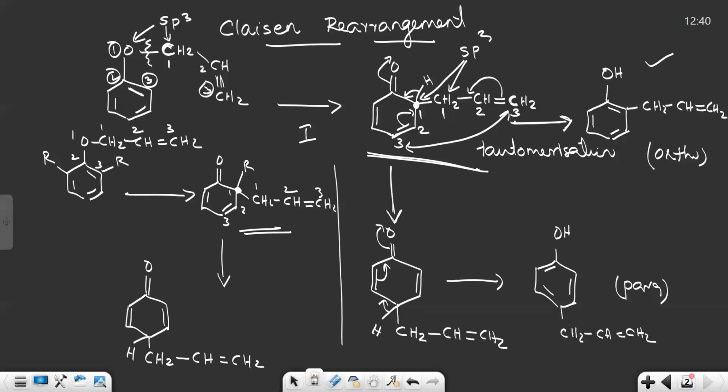After this, tautomerization takes place, and you will get the resulting compound as OH here, and then the allyl group here, CH2, CH double bond CH2. So you will get the para product as the major product when you block both the ortho positions of the benzene ring of the aryl allyl ether. Then Claisen rearrangement will result in a para product. Otherwise, the major product formed will be the ortho allyl substituted phenol.